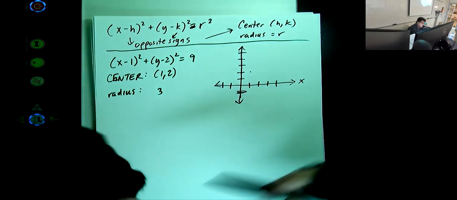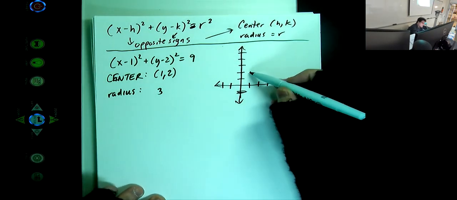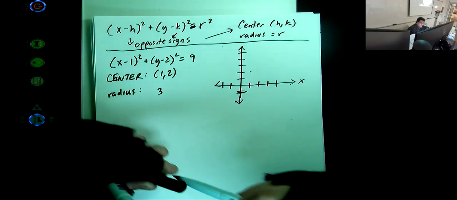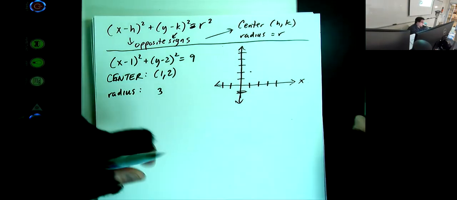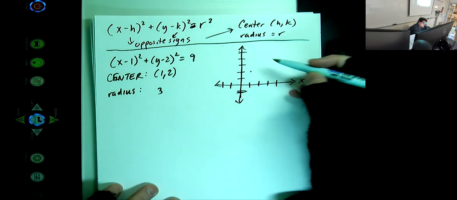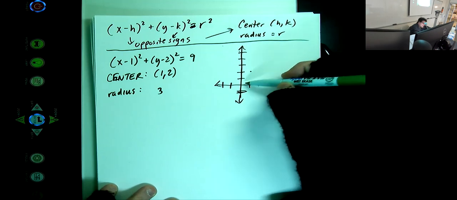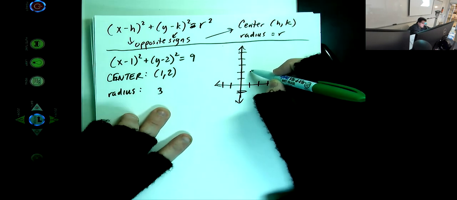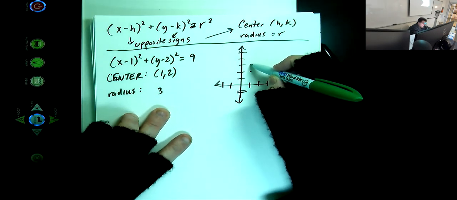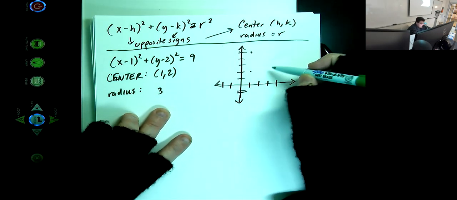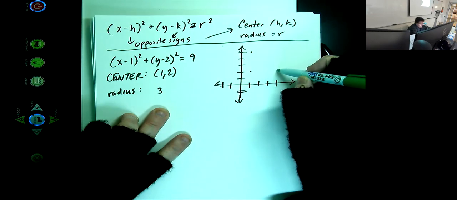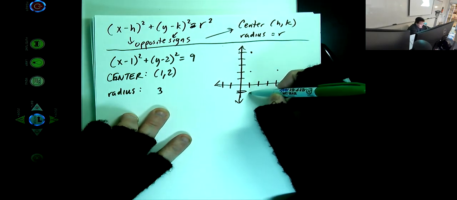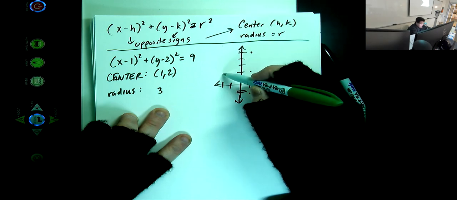So the center isn't actually part of the graph. So just make a small little mark for it because it doesn't really need to be there. But once you have the center, go up and down, left and right, whatever your radius is. So my radius is 3, I'm going to go up 3, put a point. I'm going to go right 3 and put a point. I'm going to go down 3, put a point, and I'm going to go left 3 and put a point.